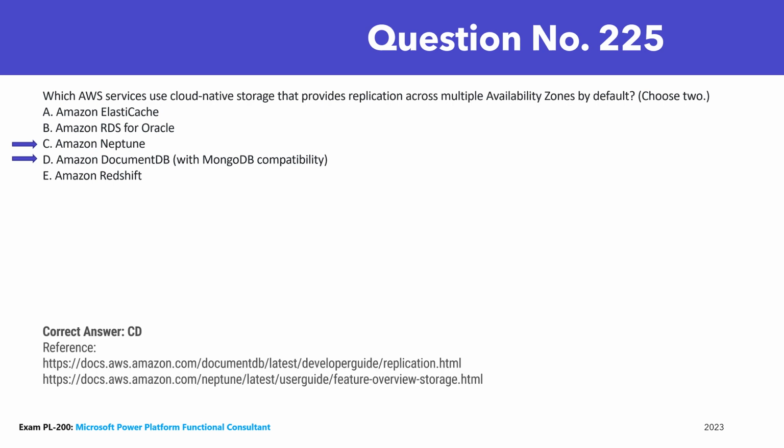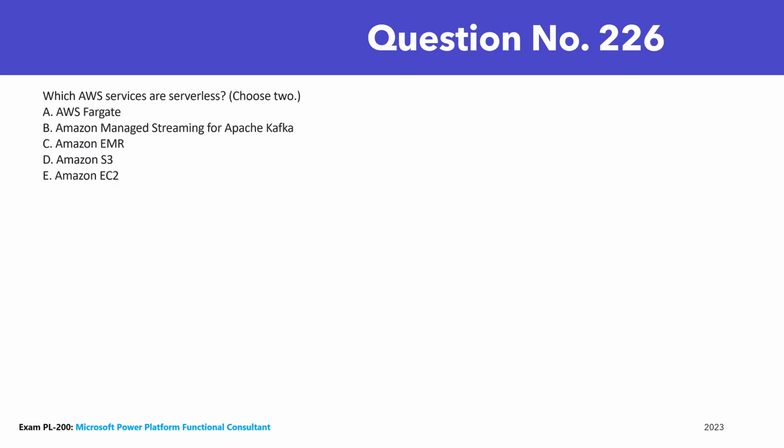Which AWS services are serverless? Choose 2. A. AWS Fargate. B. Amazon Managed Streaming for Apache Kafka. C. Amazon EMR. D. Amazon S3. E. Amazon EC2. Correct answers, A and D.